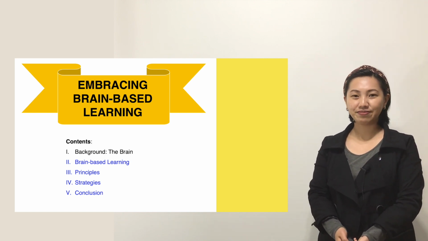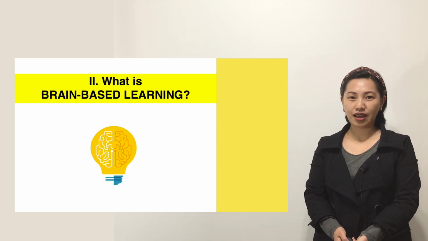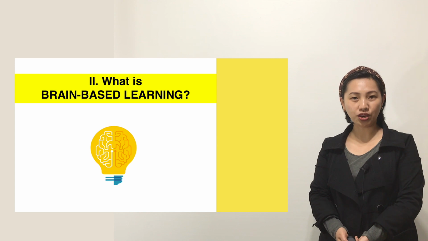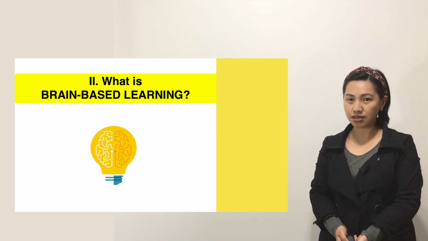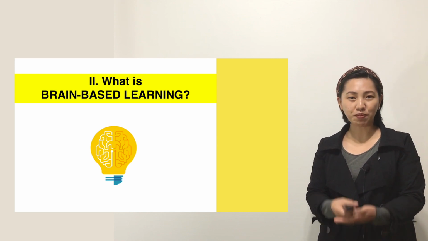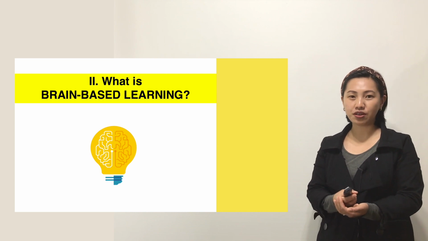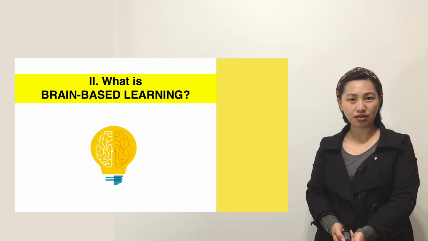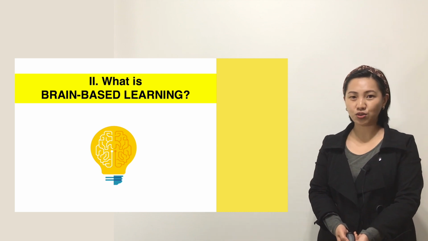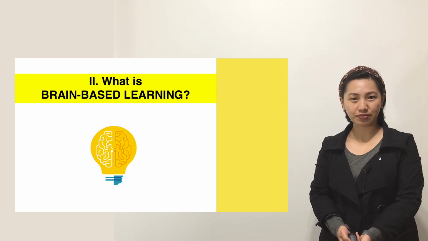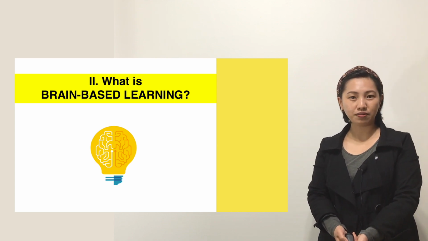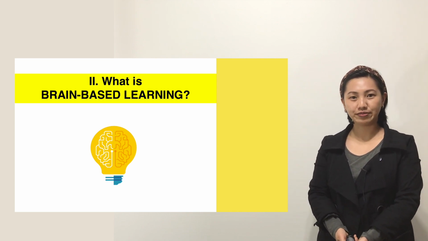Ready? Let's start. Now that we have a general idea on what function each region of the brain does, remember we talked about the two hemispheres, the lobes. Now that we know those things, I guess we are ready to talk about brain-based learning. Any idea on what brain-based learning is? How do we define it?